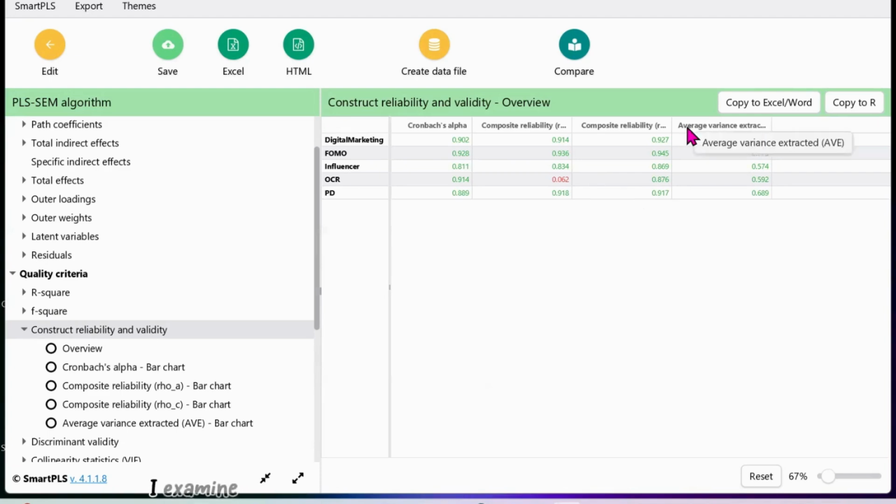Next, I examine convergent validity using average variance extracted. AVE value should exceed 0.5. Digital marketing recorded 0.717. FOMO recorded 0.775. Influencer recorded 0.574. OCR recorded 0.92. Purchase decision recorded 0.689. Since all AVE values exceed 0.5, convergent validity has been established. This means that each construct explains more than 50% of the variance of its indicators, suggesting that the indicators accurately represent their respective constructs.